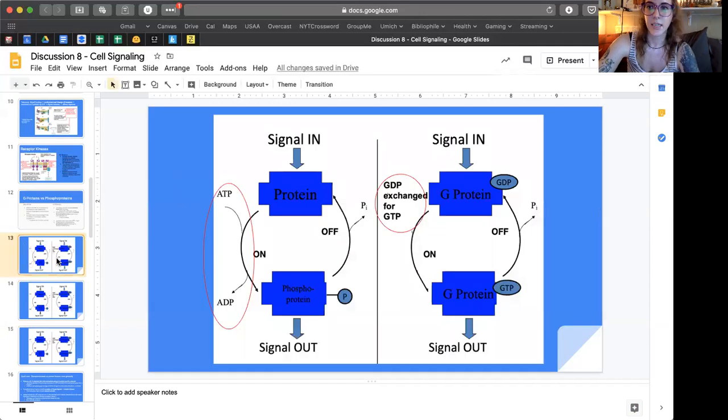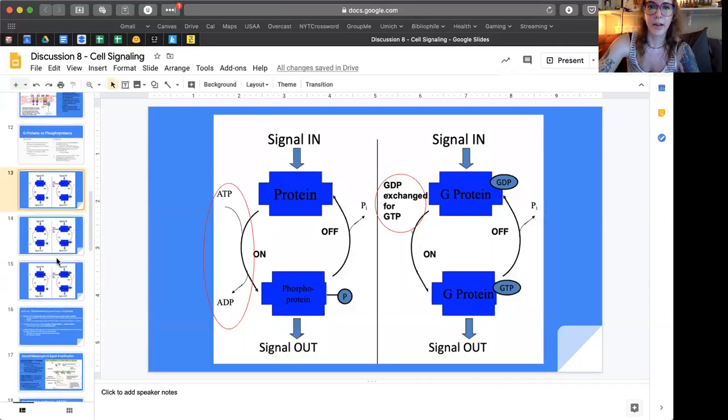So we can see this here in this diagram. So here's the phosphoprotein, and here's the G protein. And so we can see in this case, we have GDP exchanged for GTP, and the whole GTP molecule is being bound. And so this is an active form, allowing the signal to be passed on.